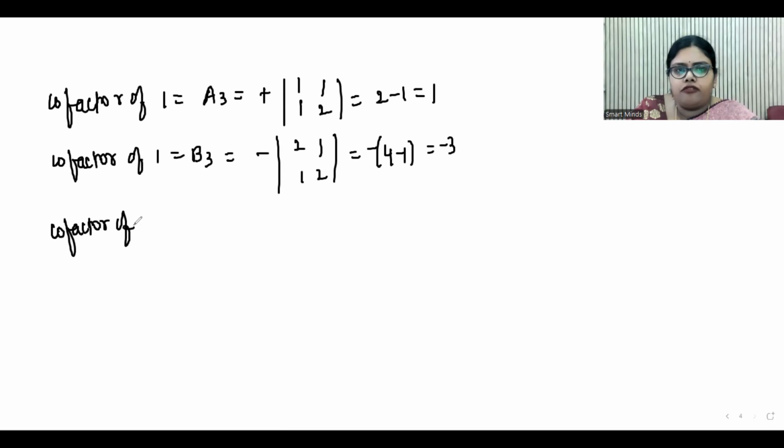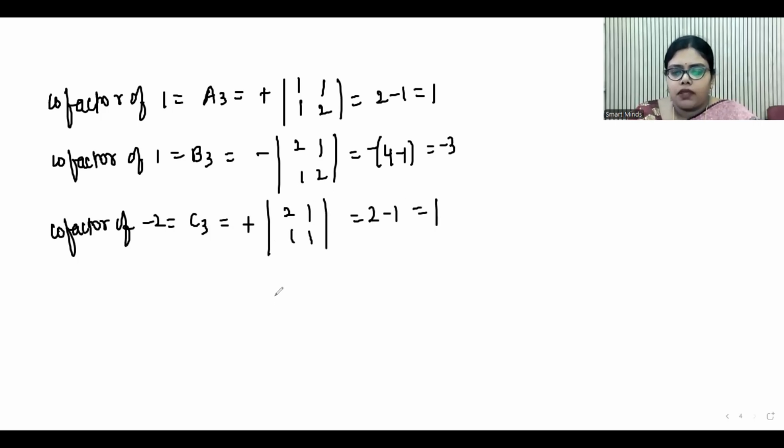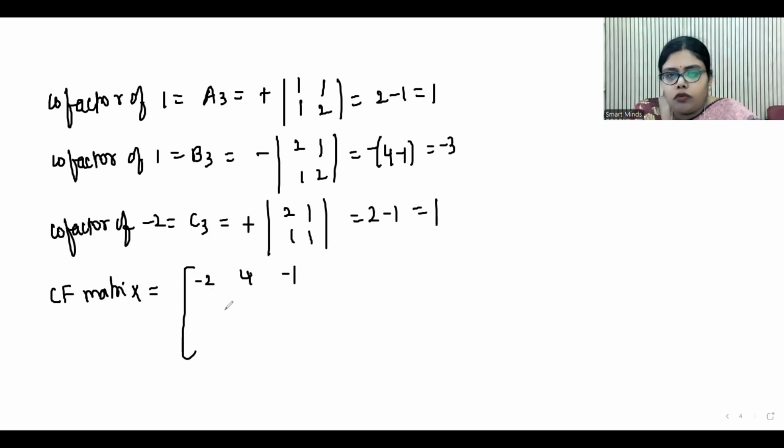Now cofactor of minus 2. That is C3, which is equal to plus 2, 1, 1, 1. That is 2 minus 1, that is equal to 1. Now, after getting all the cofactors, let us put all cofactors in a matrix, which we call the cofactor matrix. So that is minus 2, 4, minus 1, 2, minus 5, 1, then 1, minus 3, 1.